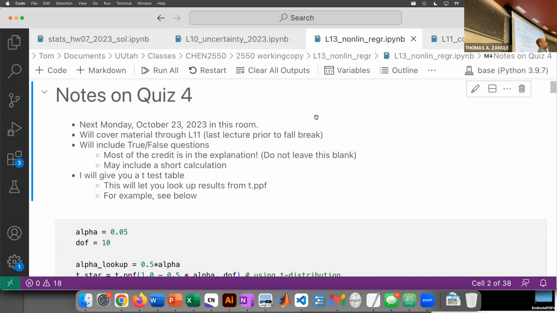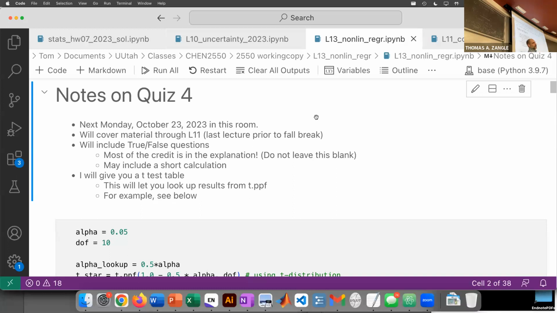All right, class, we're going to get started. Before we go into today's lecture, which is going to be from lecture notes 13 on nonlinear regression. We talked about linear regression a few classes ago. Today we're going to talk about nonlinear regression. I just wanted to give a few clarifying points on the material for quiz 4.